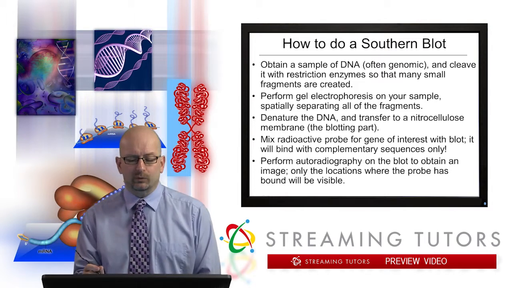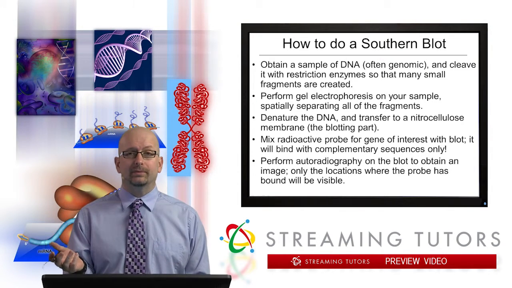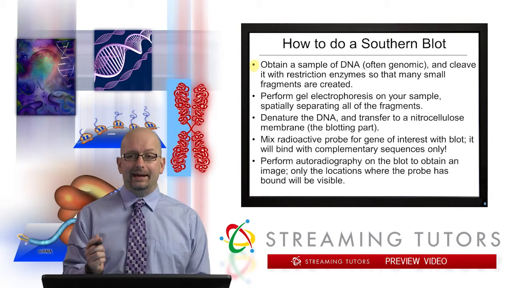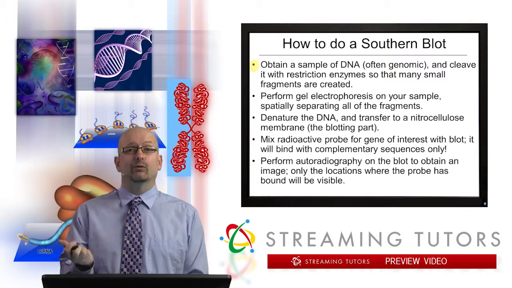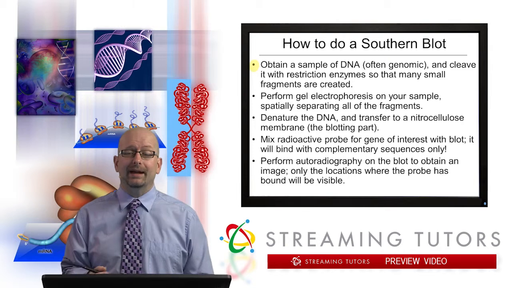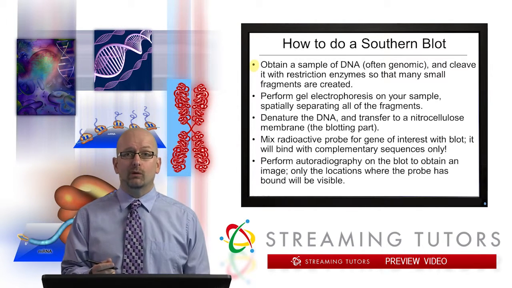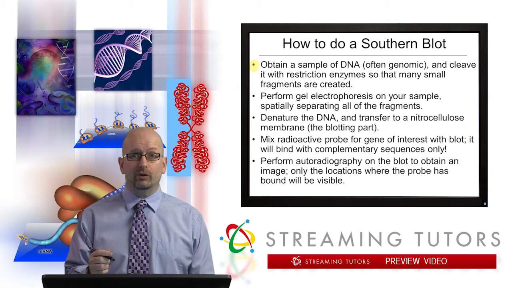So how do you do a Southern Blot? Let's just say you're going to do a paternity test like they do on the Maury Povich show all the time. Not to pick on Maury, but that is a pretty big part of his livelihood. So you obtain a sample of DNA, often genomic DNA, if you're getting it from a blood sample or something like that, and you cleave it with restriction enzymes so that many small fragments are created. Again, similar to how you started making a library.